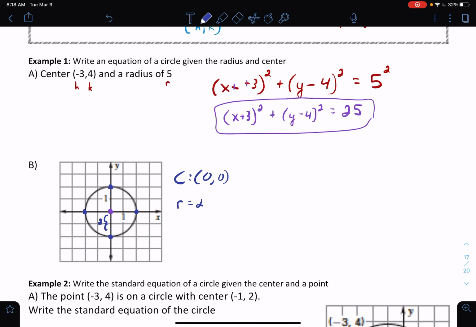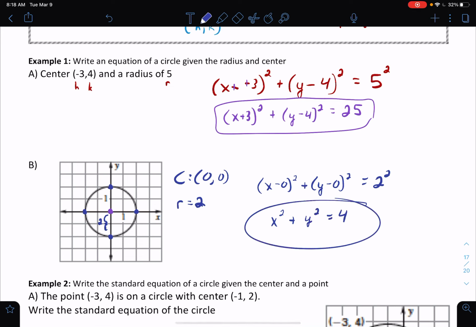is 2. So that's going to look like x minus 0 squared plus y minus 0 squared equals 2 squared. Well, x minus 0 is just the same thing as x squared. y minus 0 is just the same thing as y squared, and 2 squared is 4. So we get x squared plus y squared equals 4.